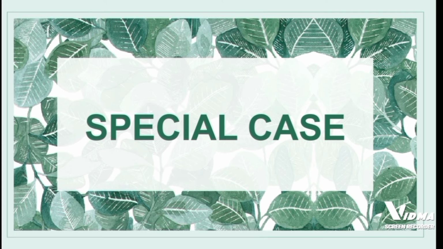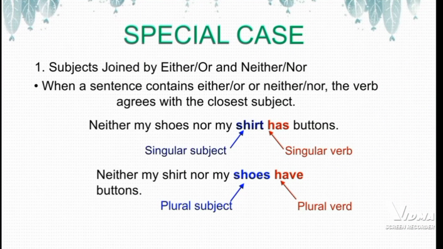Okay. And the last one is the special case. In grammar, or in constructing a sentence, there are special cases. For example, subjects joined by either/or or neither/nor. We may be confused if the subject is plural or singular because they are joined by either/or or neither/nor.